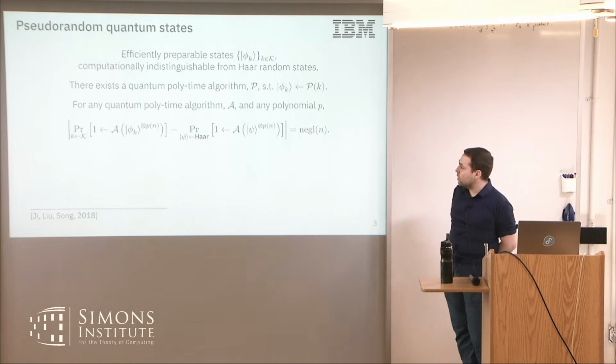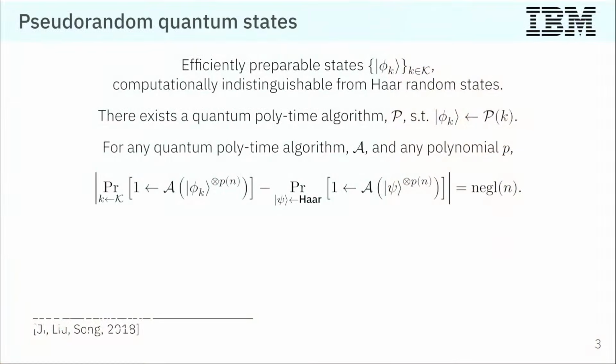And computationally indistinguishable from Haar random means that if you take any polynomial-time algorithm A and you give it polynomially many copies of either the pseudorandom state for a randomly chosen key or polynomially many copies of a Haar random state, the algorithm is unable to tell you which of these two it received. So the probabilities of it guessing correctly in the two cases are negligibly close to each other.